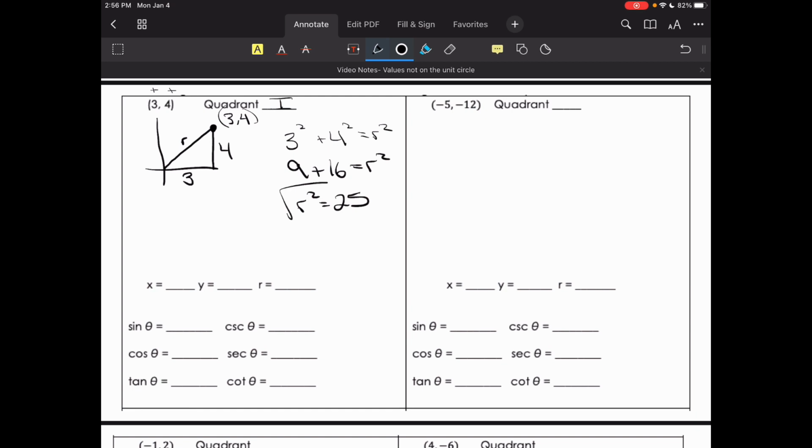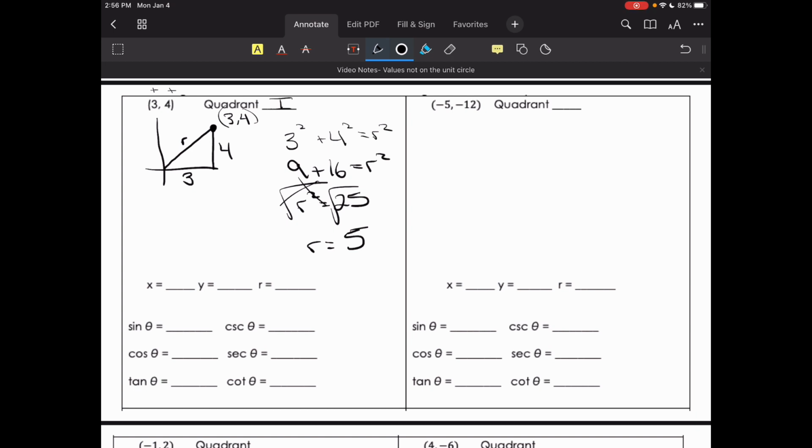And then I would square root both sides. Now, usually when we square root both sides, we have to take into account the plus or minus, right? And if you're finding the x or the y by square rooting, you do have to take that into account. And we'll look at an example of that in a little bit. But my hypotenuse is always going to be a positive number. So r is always going to be positive.